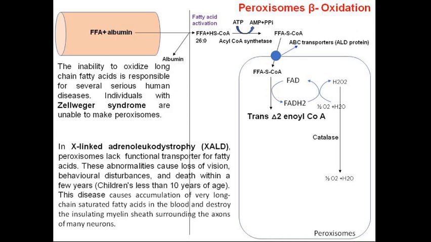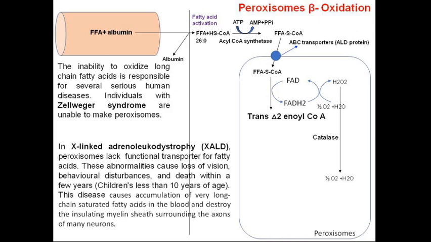So they have both mitochondrial as well as peroxisomal localization. So how was it discovered that beta oxidation can also be carried out in peroxisome? The discovery was made when two different types of diseases were studied.